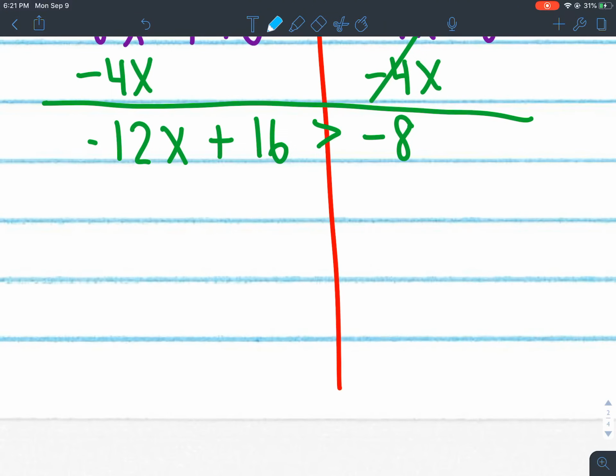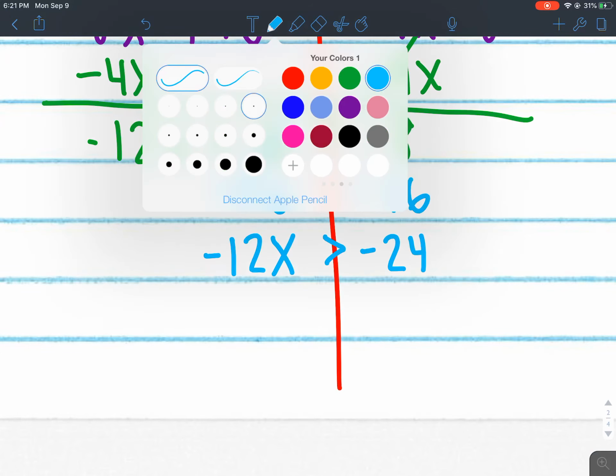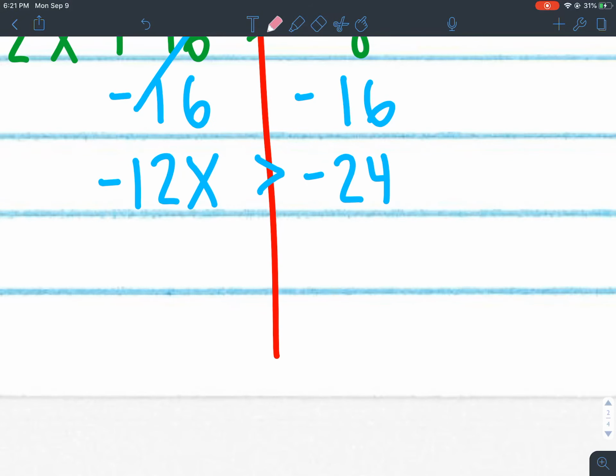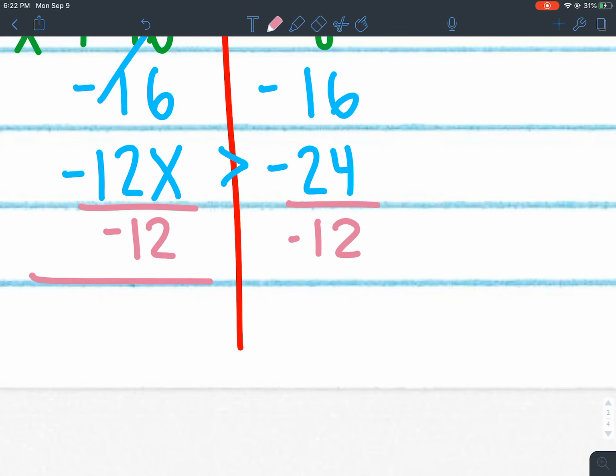My next step here is to get rid of that 16, so I'm going to subtract 16 on both sides. Negative 12x is greater than negative 24. All right, moving on. I want to get that x by itself. So I'm going to divide both sides by negative 12. Okay, negative 12 divided by negative 12 is 1, so I just have an x left over. And then I also notice, hey, I just divided by a negative number, which means I have to flip this inequality sign around. So now it's going to face the other way, and I have negative 24 divided by negative 12, which gives me positive 2.